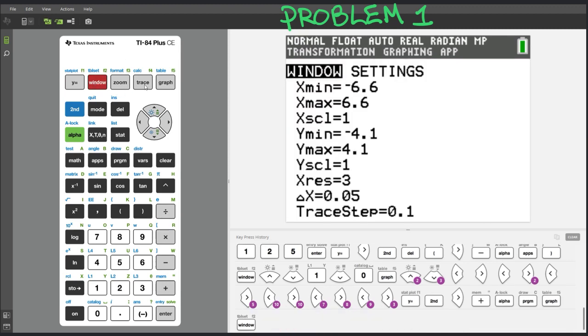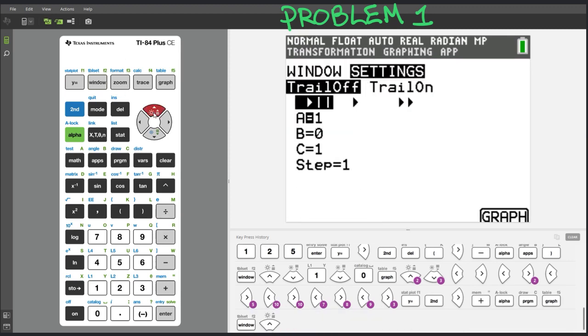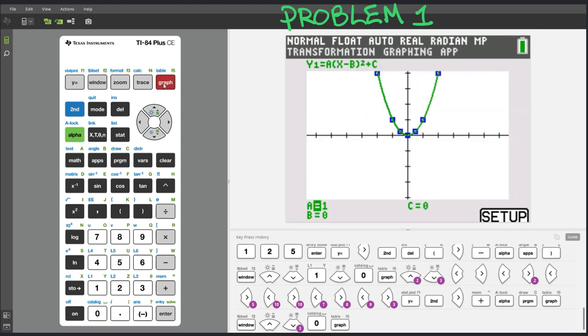So we're pressing window, and we're going up to settings, and then we'll change these values appropriately. So a equals 1, b equals 0, and let's do c equals 0 for now. It doesn't say what settings. So then we'll press graph, and then again we could toggle between the a, b, and c. So let's go to c, and let's press the right arrow and see what happens.